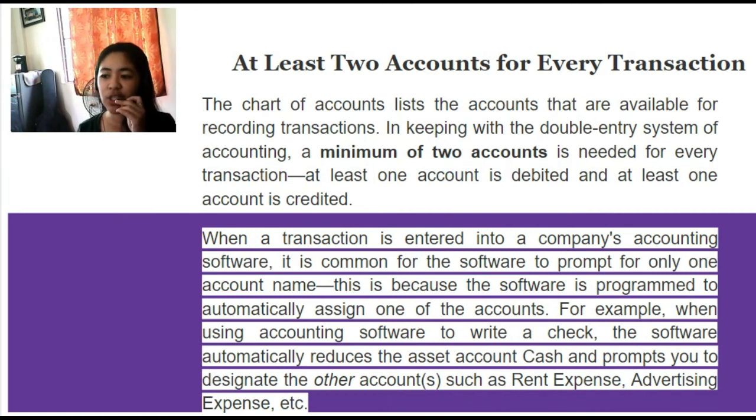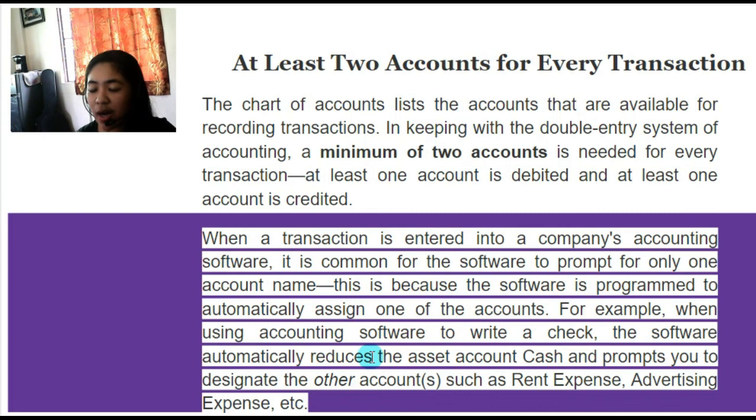So when a transaction is entered into a company's accounting software, it is common for the software to prompt for only 1 account name. This is because the software is programmed to automatically assign one of the accounts. So for example, when using accounting software to write a check, the software automatically reduces the asset account cash and prompts you to designate other accounts. So, malaking tulong yung account number kasi pwede mo yun i-encode lang yung account number lang.